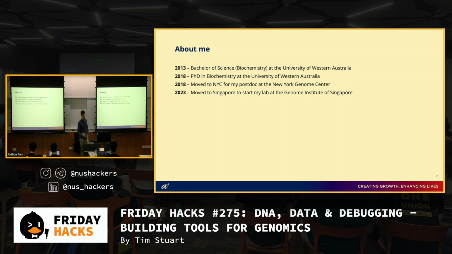Then in 2018, I finished my PhD and moved to New York City for a postdoc. There I joined a very computational biology heavy lab that also did a lot of software development in R. I stayed there for about 5 years, developing different tools for computational biology. Then about 2 years ago, I moved here to Singapore and started my lab at GIS in A-star.